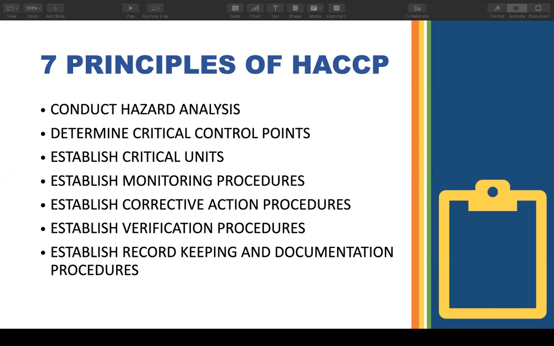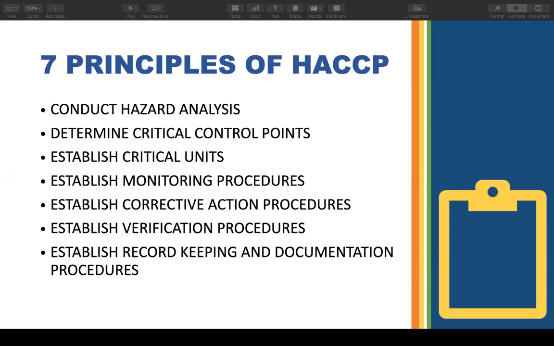So monitoring is the measurement or observation required to ensure that the process is under control and operating within defined critical limits. It is the act of conducting a planned sequence of observations or measurements of a control parameter to assess if a CCP is under control. Monitoring serves three purposes. It facilitates tracking of the operation, and it determines where there is a loss of control and deviation occurring at the CCP, for which corrective action must be taken. It provides written documentation for use in verification.